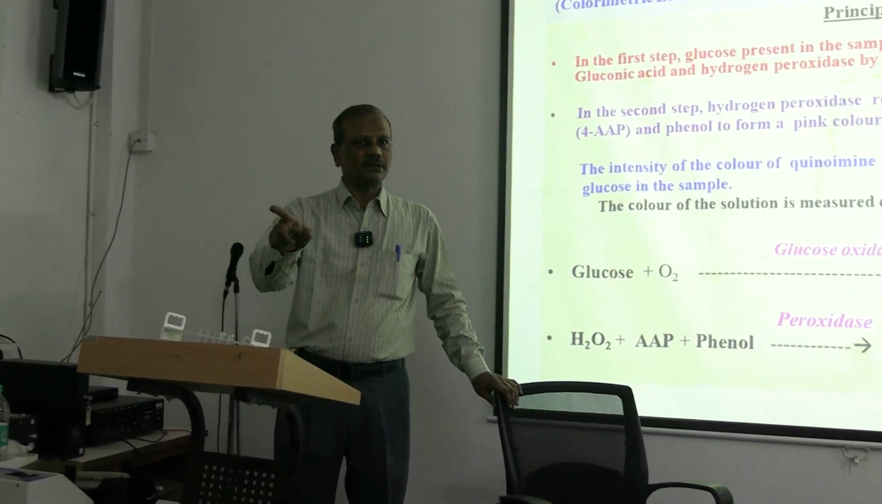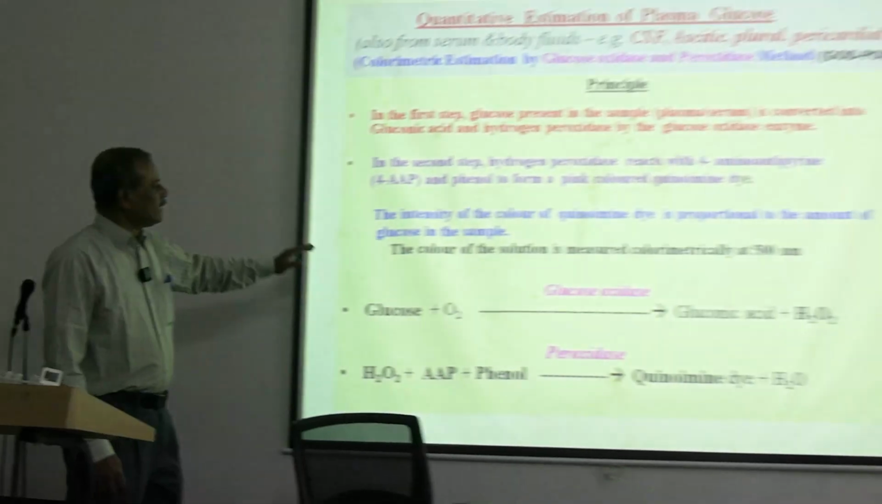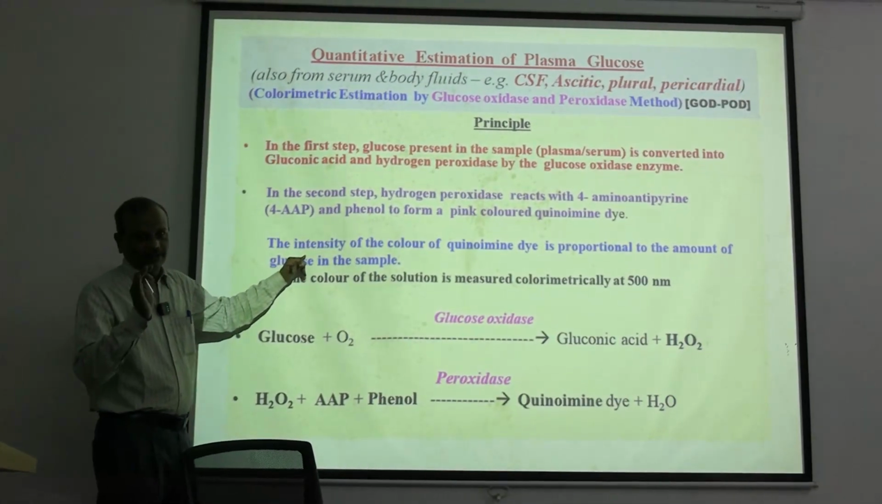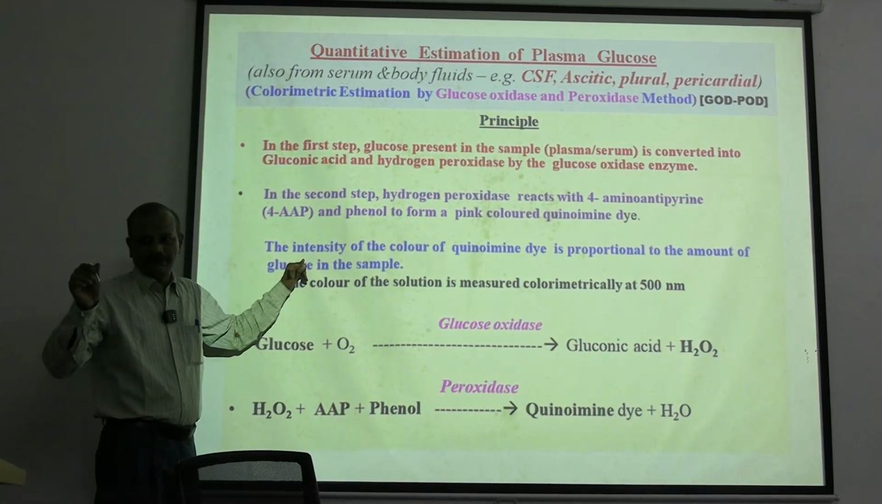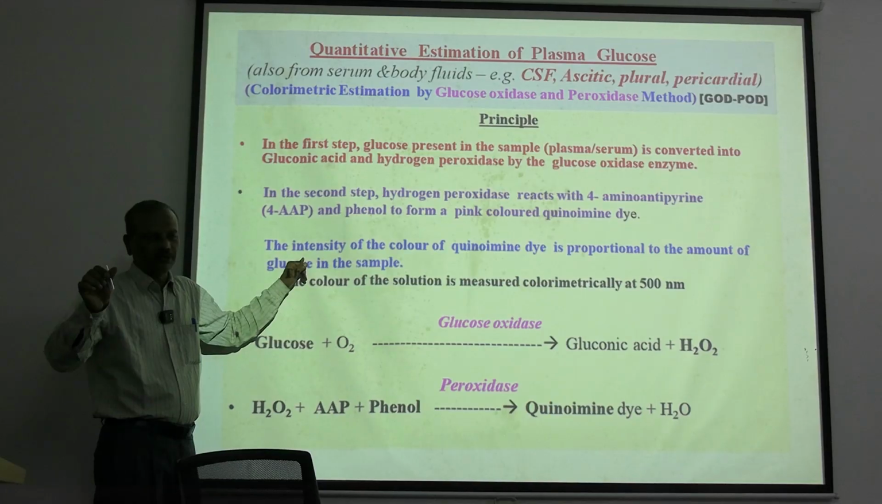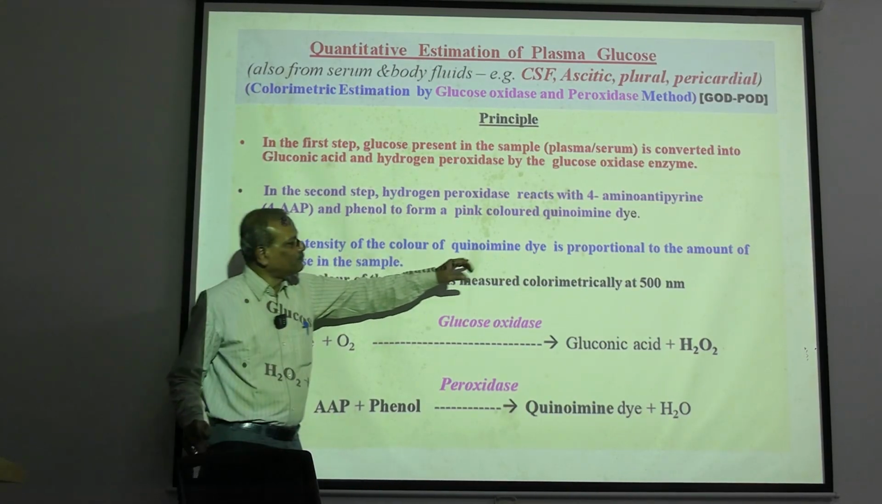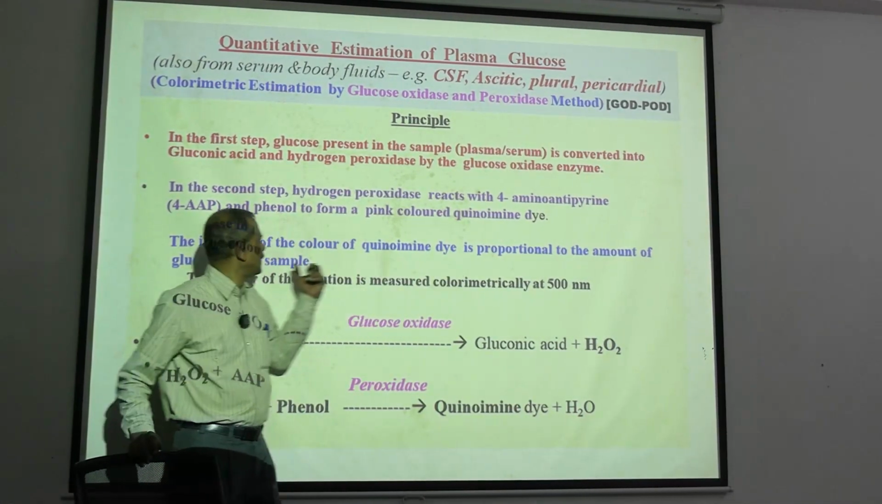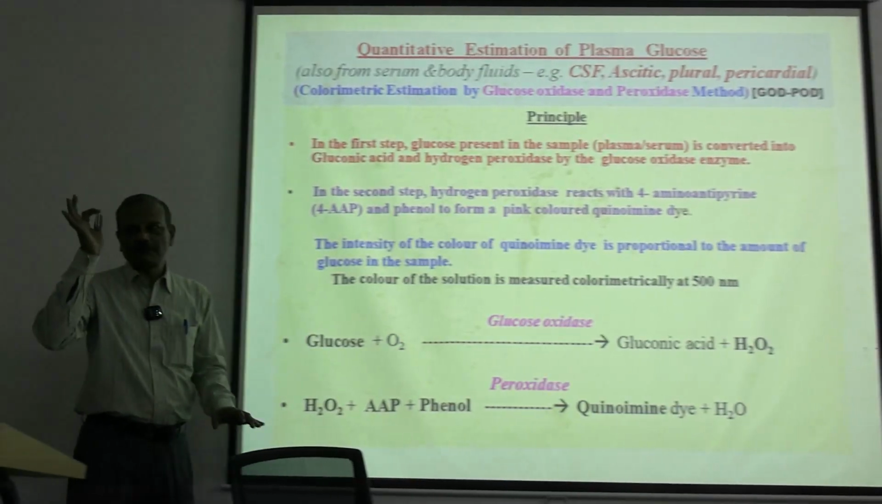Anybody having any confusion? Now the intensity of the quinoneimine dye, it will be less intense or more intense, is proportional to the amount of glucose present in the sample.